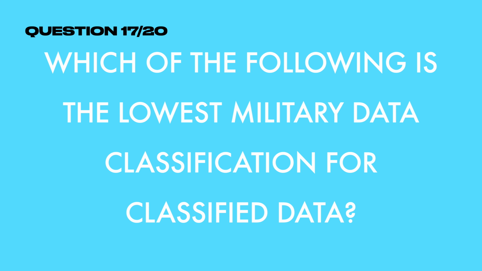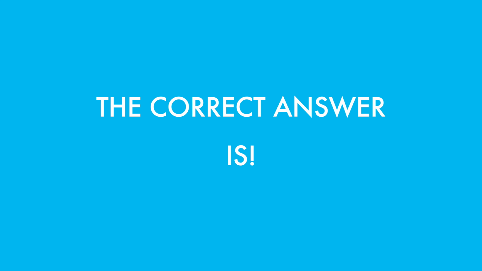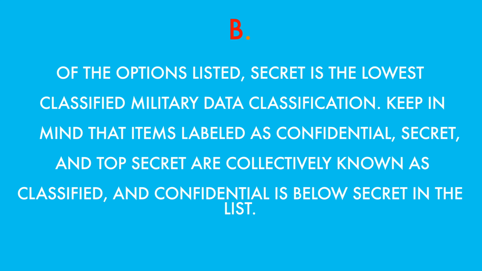Question 17 of 20. Which of the following is the lowest military data classification for classified data? A. Sensitive. B. Secret. C. Proprietary. D. Private. The correct answer is B. Of the options listed, secret is the lowest classified military data classification. Keep in mind that items labeled as confidential, secret, and top secret are collectively known as classified, and confidential is below secret in the list.